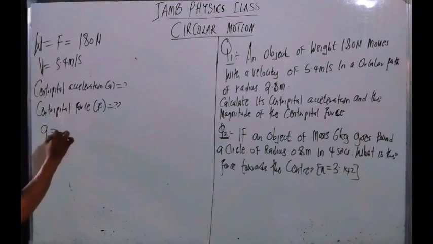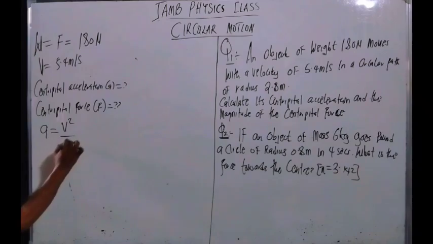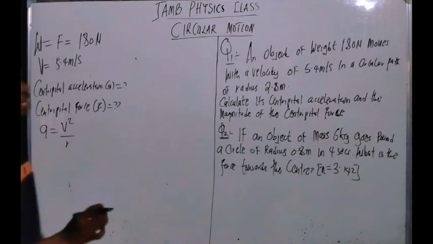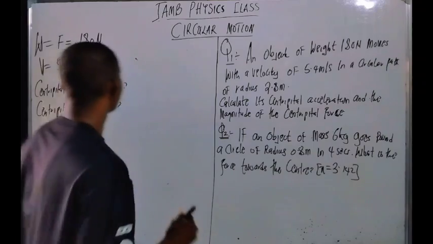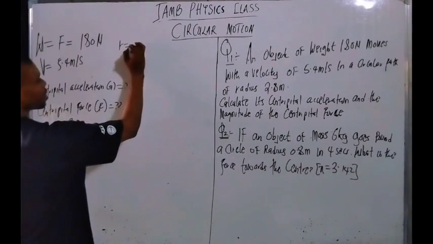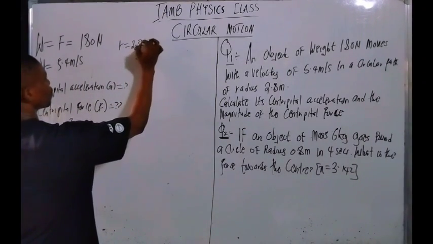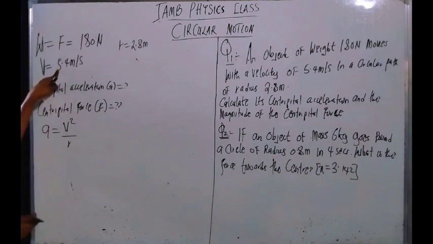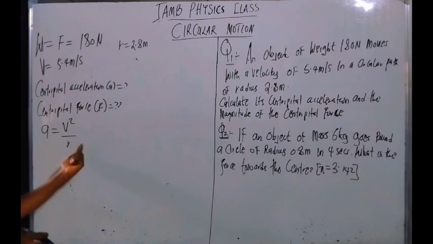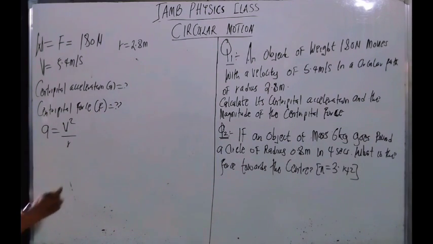Now understand, what is my centripetal acceleration? Acceleration here is equal to v square over r, right? Now did they give us the radius here? Yeah, they gave us the radius. So my radius is 2.8 meter. Since I know my velocity and my radius, I can easily get my centripetal acceleration, right? Which is going to be easy here.